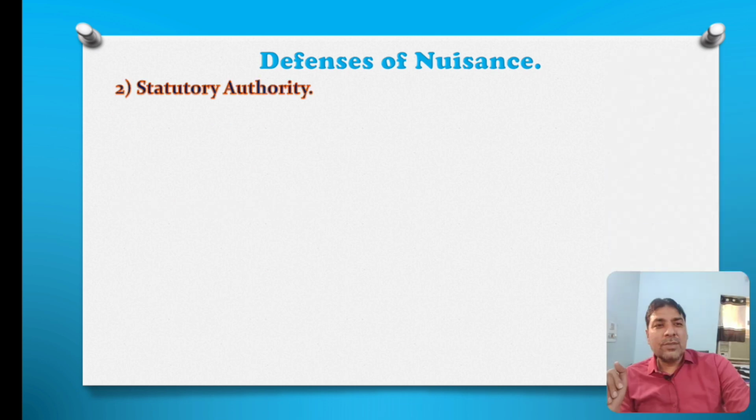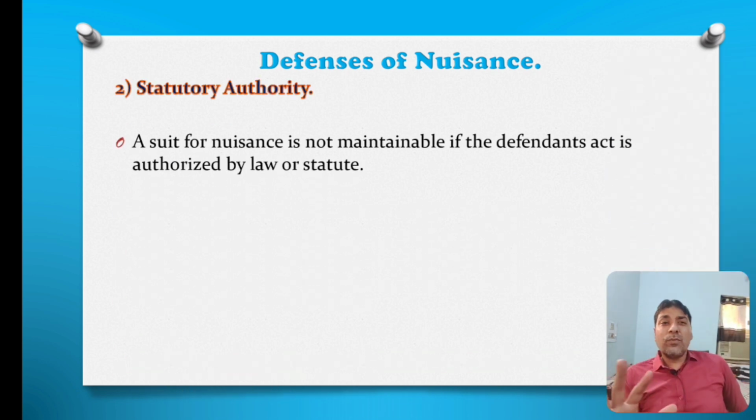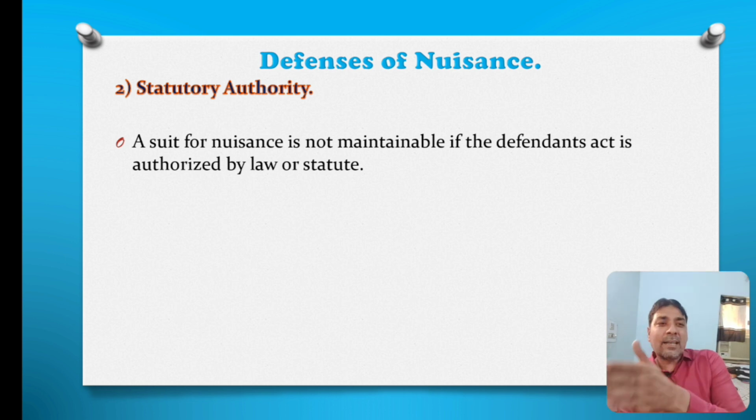Second one is statutory authority. A suit for nuisance is not maintainable if the defendant's act is authorized by law or statute. If the defendant is doing an act which is authorized by any law or statute, then he will not be liable for the tort of nuisance. The suit will not be maintainable against the defendant because he was doing that act which was authorized by the law, which was authorized by the statute.